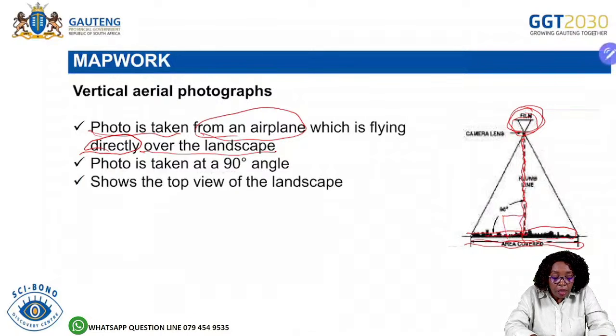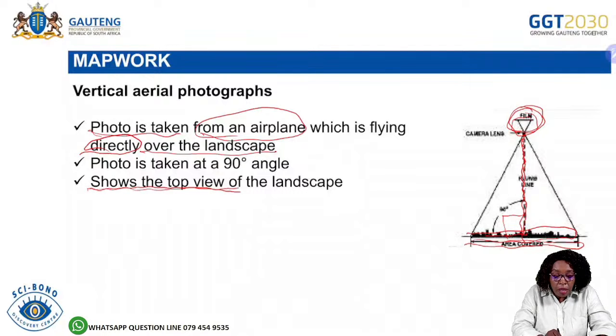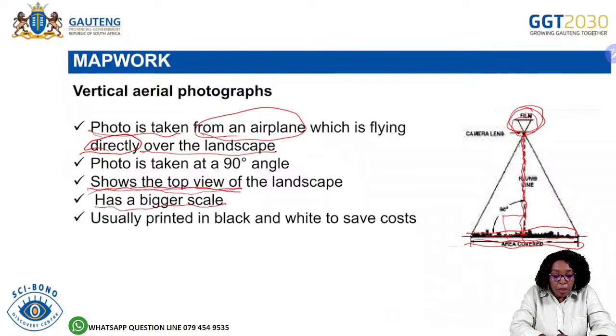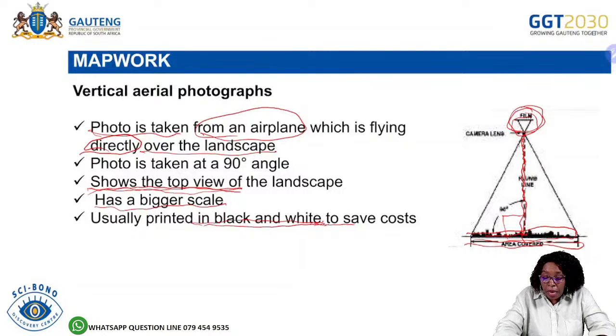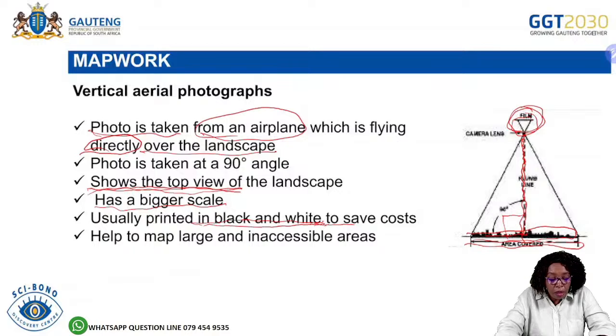The other thing that you also need to note is that it shows the top view of the landscape. Remember, the airplane would be flying directly on top of the area that is captured, so the photo would be showing the top view of the landscape, and also the scale would be bigger. It is usually printed in black and white to save costs. You may find some of the aerial photographs in color, but if they have to produce that particular aerial photograph in bulk, then it would be in black and white. It helps us to map large areas that are inaccessible.